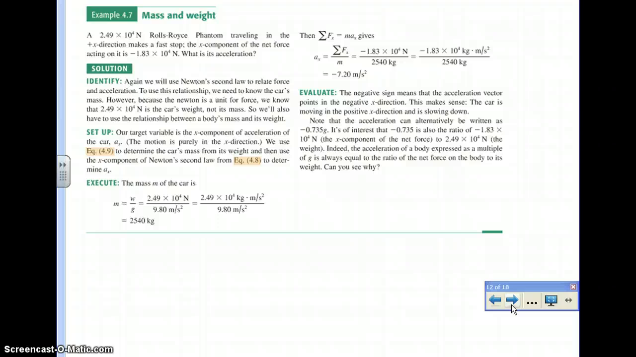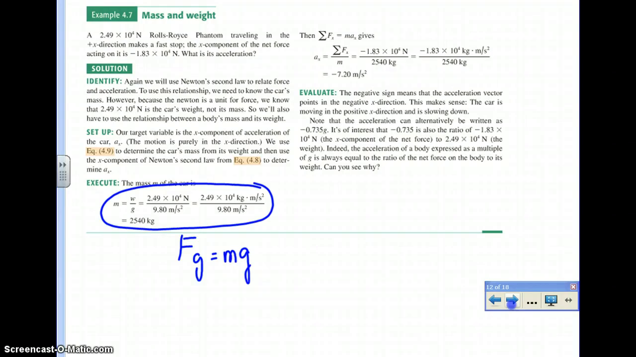What is its acceleration? Well, this is going to be a simple force of gravity equals mass times the acceleration of gravity situation to find the mass of the car. So you can use that to find the mass of the car. And then once you know the mass of the car and you know the net force acting on it, you could use it to find the acceleration. The applications for this equation are really pretty mathematically simple.